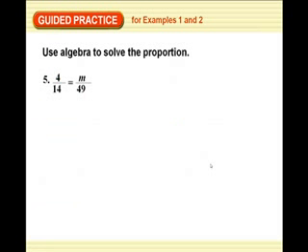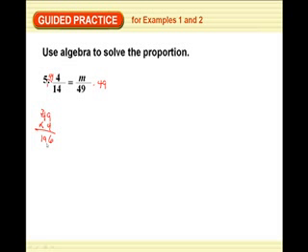Use algebra to solve the proportion. Well, this one you can't, there's nothing times 14 that'll get 49, so you do what we just did. You get the m by itself. This is m divided by 49. The opposite of dividing by 49 is to multiply by 49. And let's see, 14 and 49 I don't think cancel, so you do 49 times 4.